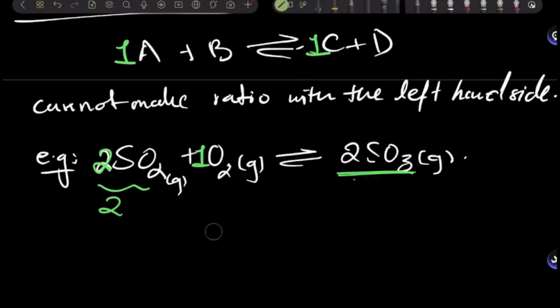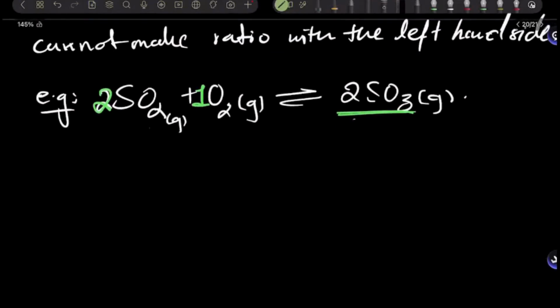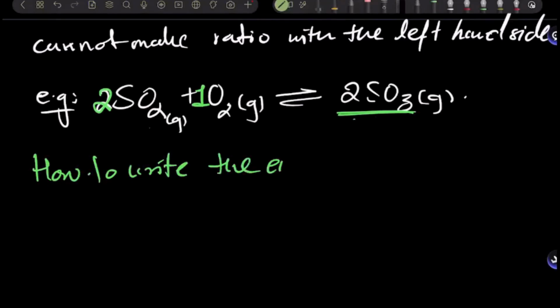So out of these 2 moles, maybe 1 mole reacts to give you 1 mole of this, but the other 1 mole remains unreacted at equilibrium. It remains over there as the concentration of the reactant that is left at equilibrium. So what do we do? We make a Kc expression. So equilibrium constant Kc comes over here. The first concept is how to write the expression of Kc for the equilibrium constant.